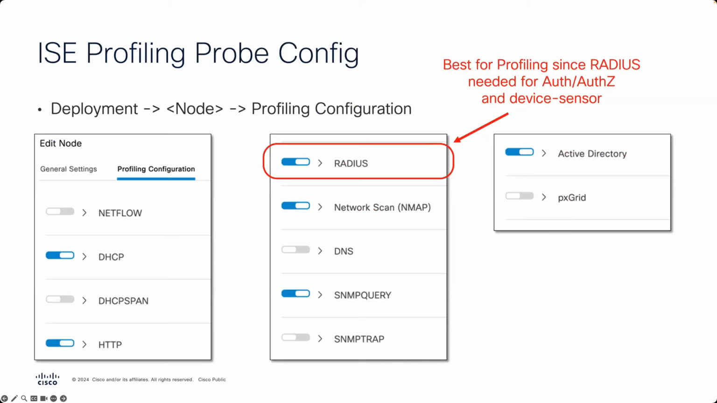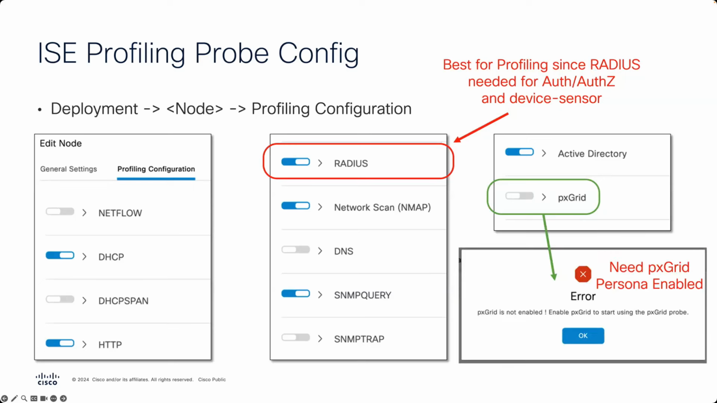But for today's discussion, we're not going to talk about stuff built into ISE. We're talking about a third-party tool, and we're going to therefore use pxGrid, which is called Platform Exchange Grid, and is the way that we can communicate from ISE to other third-party systems. Now, pxGrid, if I turn this probe on just right now, you might get an error message that says you need to be running the pxGrid persona.